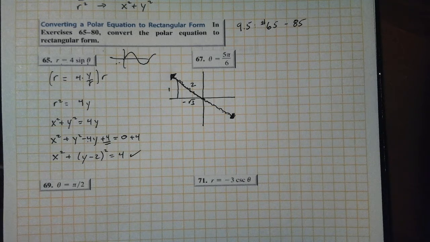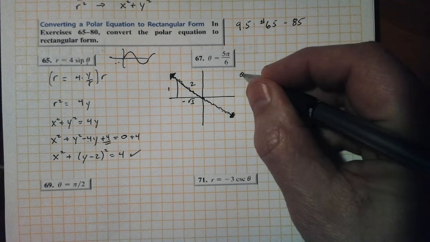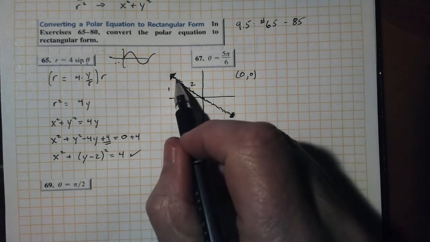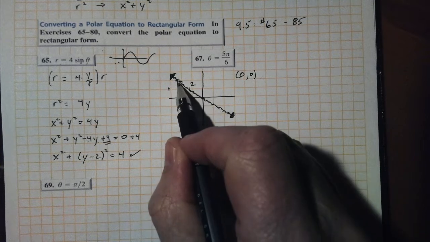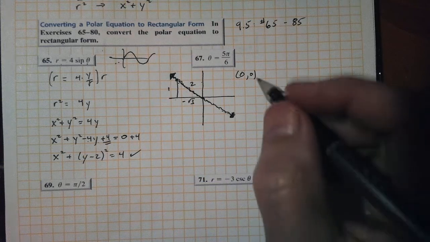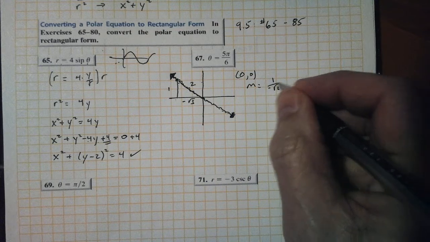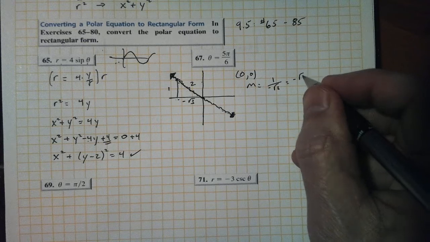To get an equation of a line, a little technical difficulty on my end here, sorry. I'm back. To get the equation of the line, I just need a point that it passes through. Well, it passes through conveniently 0, 0, and I need a slope. From this point to this one, we are rising 1, running negative square root of 3. So our slope is rise 1, run negative square root of 3, or fall 1, run positive square root of 3, negative square root of 3 on 3.